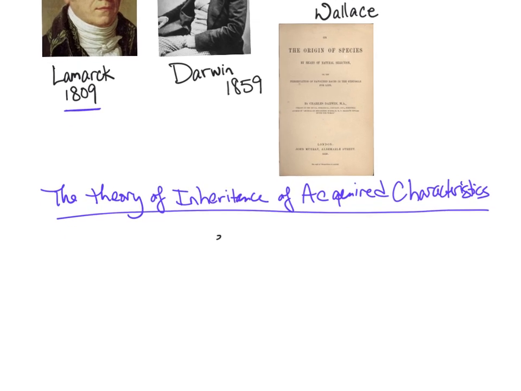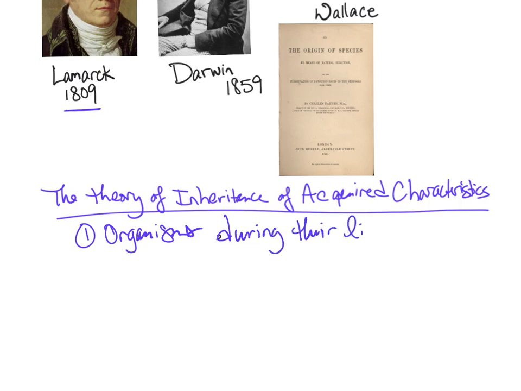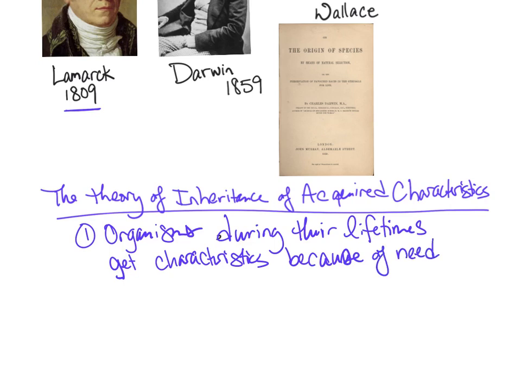So basically, he described this idea that organisms gain traits during their lifetime because they need them, or they use them a lot, or they lose traits because they disuse them. They don't use them. Okay? So organisms during their lifetime acquire or get characteristics because of need or use, or they get rid of characteristics because of disuse.